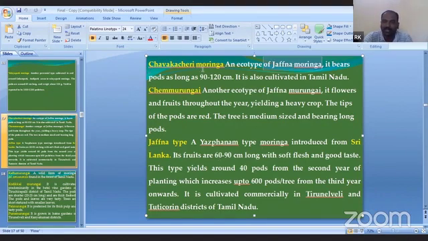So the Jaffna Moringa has come to all over India. It is possible to cultivate. And Chemurungai, that is a Jaffna type, is also possible all over India. Okay. Jaffna Moringa especially is possible to cultivate all over India. So these are the things.